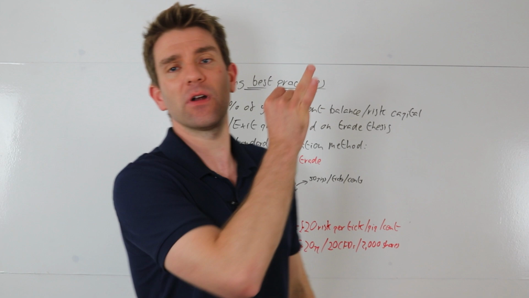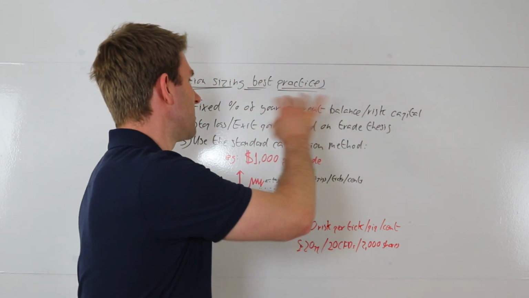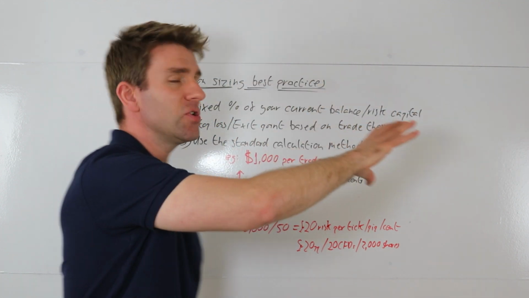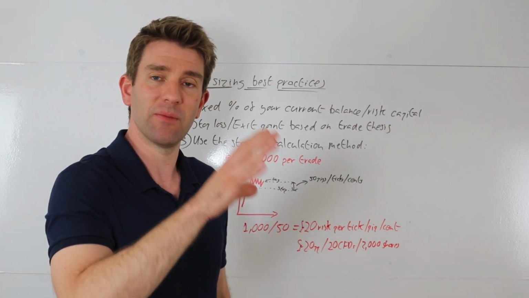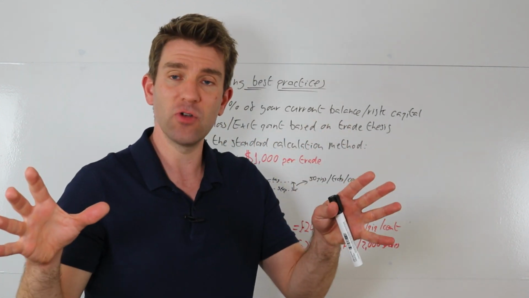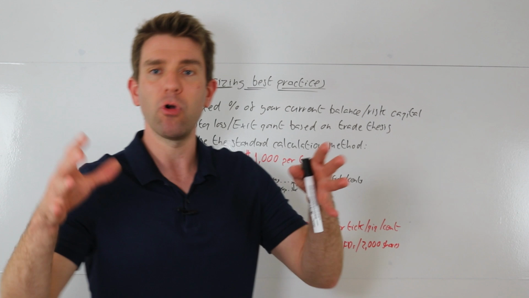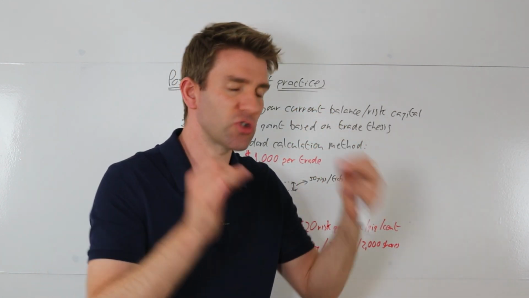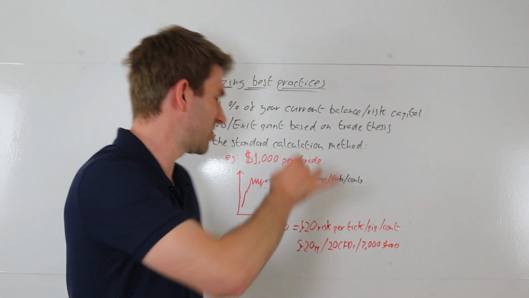So once you've got that, you've got your risk capital amount percentage-wise, which you can then convert into a dollar amount. You go, right, I need to use my standard calculation method now. And my standard calculation method is this. For example, say you're risking $1,000 per trade. Probably a lot for most people who are just starting out, I get that. But this is just as an example.